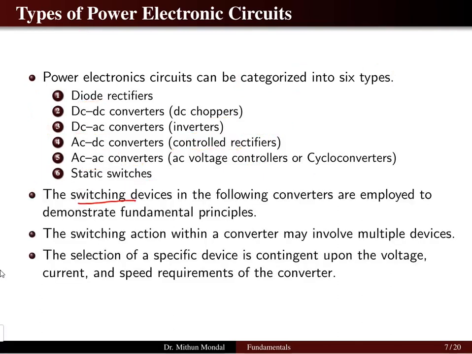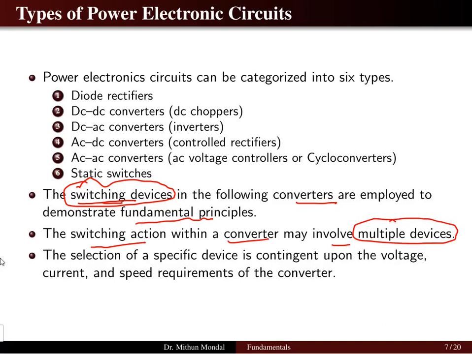When the switching devices are used in the converters, they are employed to demonstrate the fundamental principle. These switching devices are power semiconductor devices, and the switching action within a converter may involve multiple devices. As we've seen, there is a matrix form in the converter. The selection of specific devices is contingent upon the voltage, current, and speed requirement of the converter. How much voltage you need, how much current you need, and at what speed you want to achieve the switching action. Depending upon that, you will be choosing your switching devices.